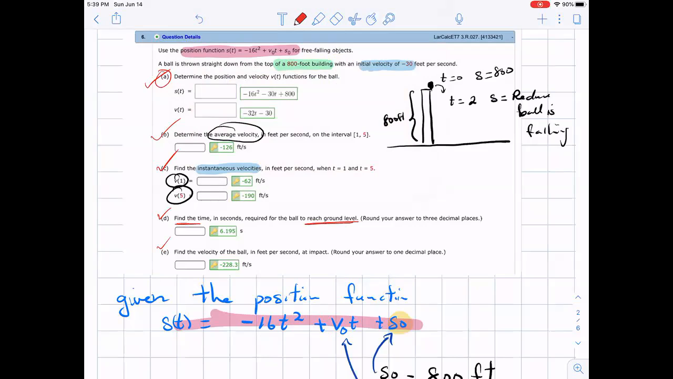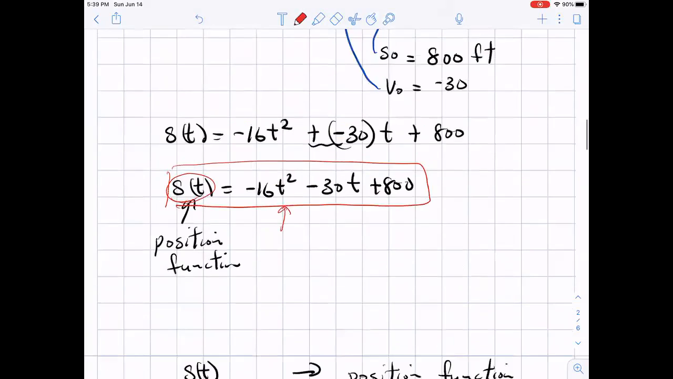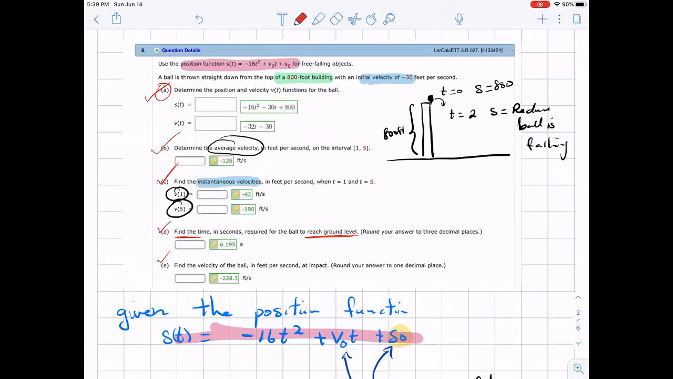So remember, you have your position function. Your position function is this function here. They want you to find t when s of t reaches the ground, meaning that height is 0. If we go back and look, when this ball reaches the ground, s of some time is equal to 0. And you want to find how long that ball traveled before it reached the ground.